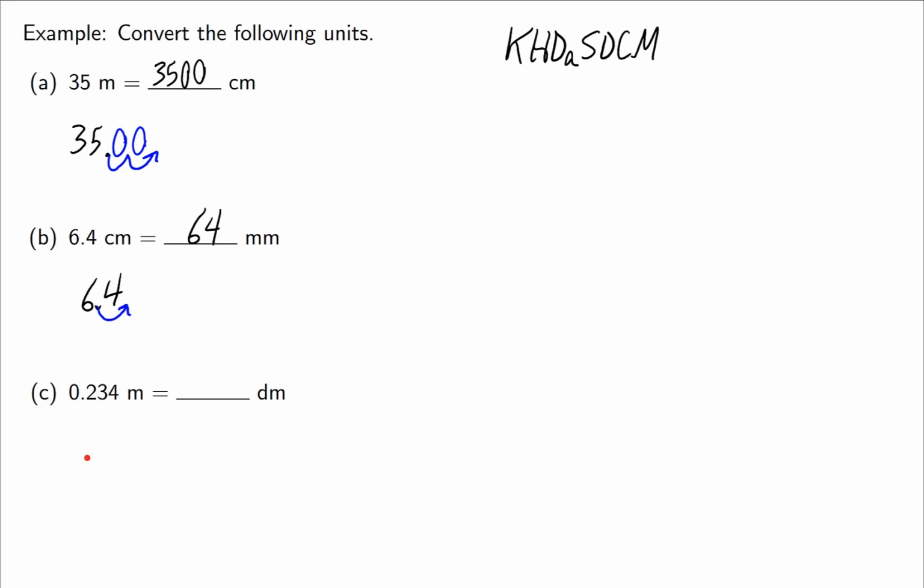In the next one, we have 0.234 meters, and again, that's the S that we're looking at. And then we're moving to decimeters, which is the one on the right. So we're going to move 1 space to the right in order to do this. That gives me 2.34 decimeters.